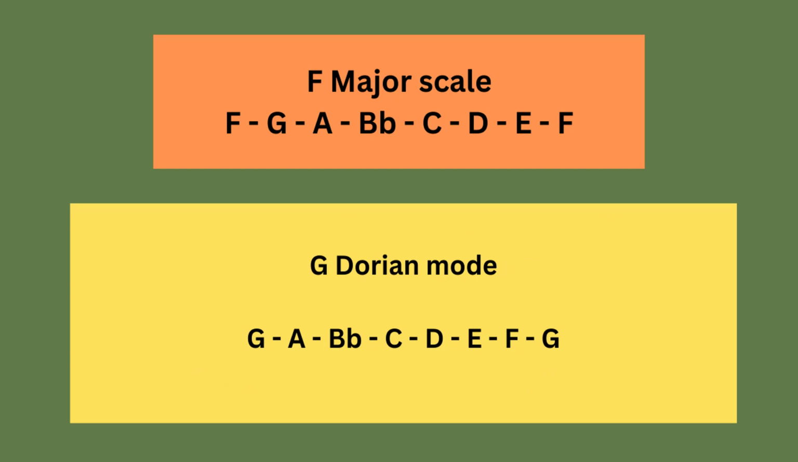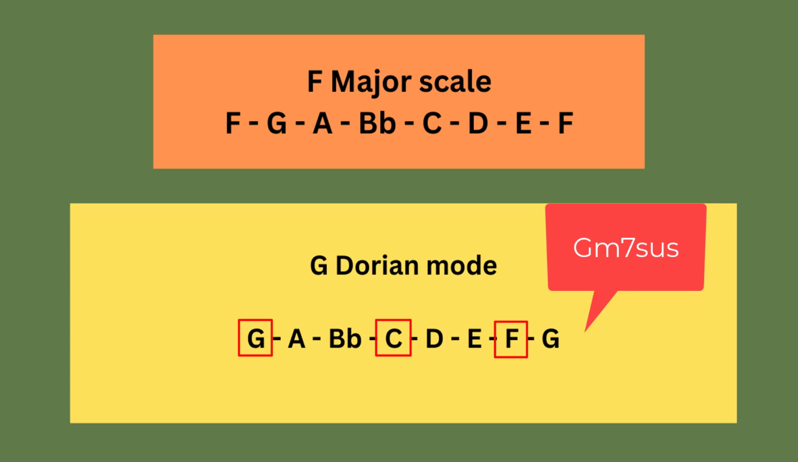Here we go, let's construct our first quartal triad. I'm starting on the note G from our G Dorian mode. I'm looking for the fourth above G, which is C, and then the fourth above C, and that's F. I'm going to name this new chord G minor 7 sus, in reference to the new sound that is created by constructing our chord with a series of fourths.